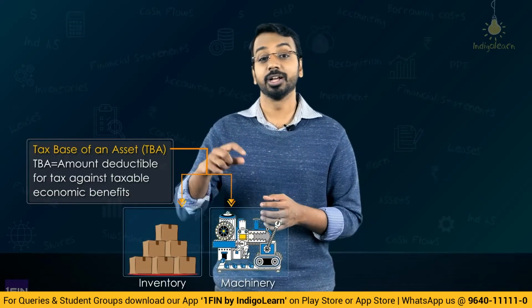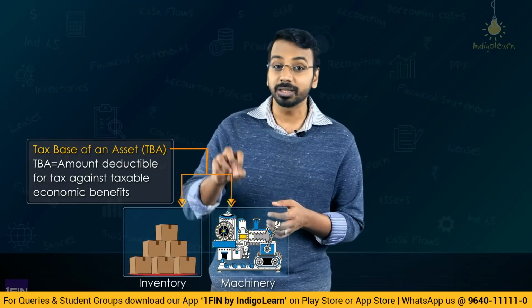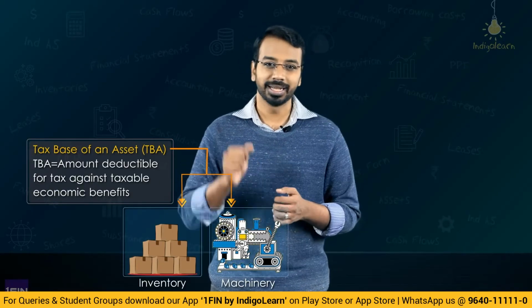So, to summarize, what is the tax base of an asset? Tax base of an asset is the amount that will be deductible against any taxable economic benefits that will flow to the entity when the entity recovers its carrying amount. Now, what is the meaning of entity recovering carrying amount? Basically, let us say you have inventory. You sell the inventory, you realize the amount. You have property, plant and equipment. You use the property, plant and equipment and you recover the carrying amount by using it, and that is how we charge depreciation, right?